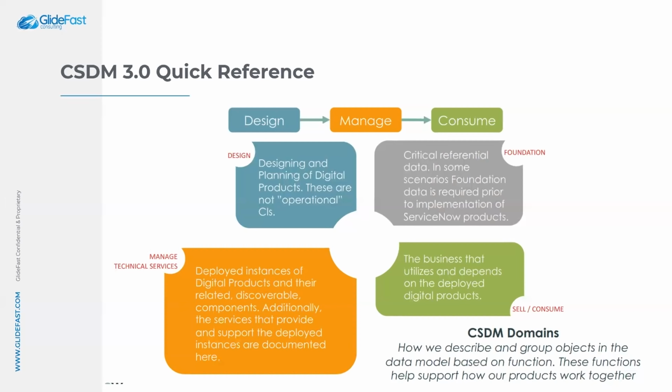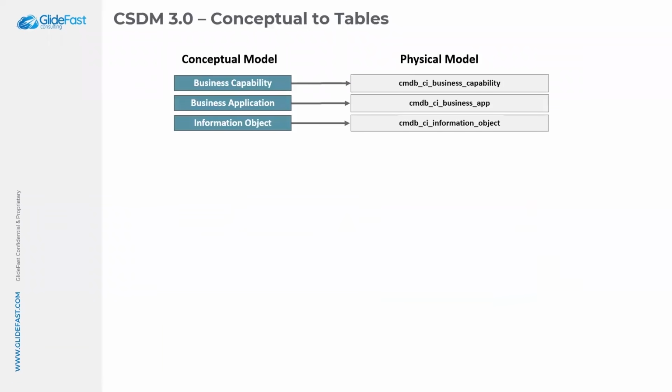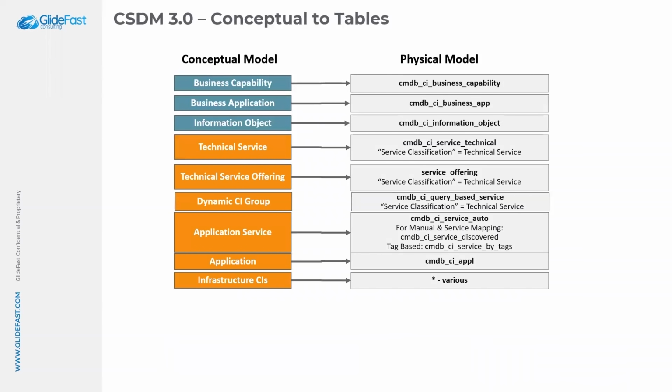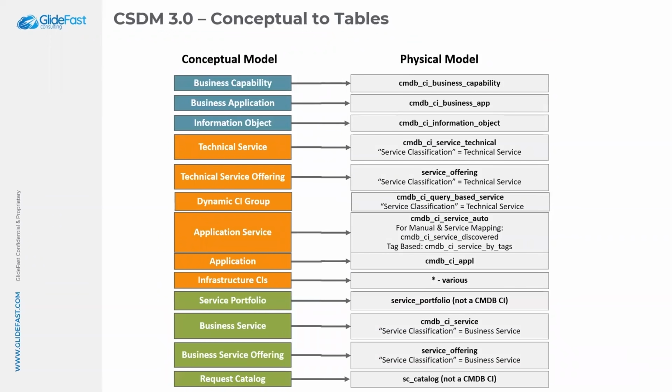So let's just take a little step forward, and I just wanted to put a quick reference chart in to showcase the different classes that we're referencing from a label perspective and how this actually ties into the tables on the back end. Because as you can see, there's a few different areas where we're leveraging the actual same table. We're just changing one of the fields on the table to represent the CSDM concept. So looking at service offering, for example, service offering can be put into technical service offerings or business service offerings, but it's all defined just by the service classification type.